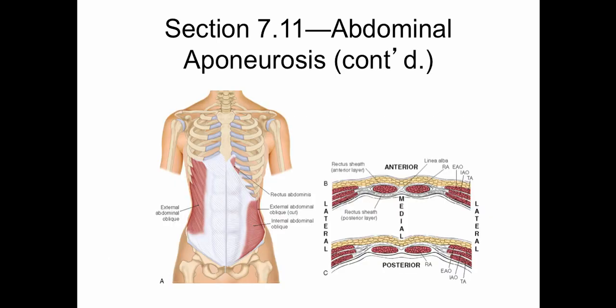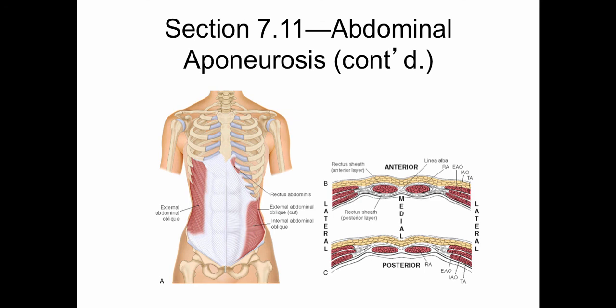The superior aspect of the abdominal aponeurosis has two layers, anterior and posterior, that encase the rectus abdominis. The inferior abdominal aponeurosis has only one layer, and that layer passes superficially or anteriorly to the rectus abdominis.